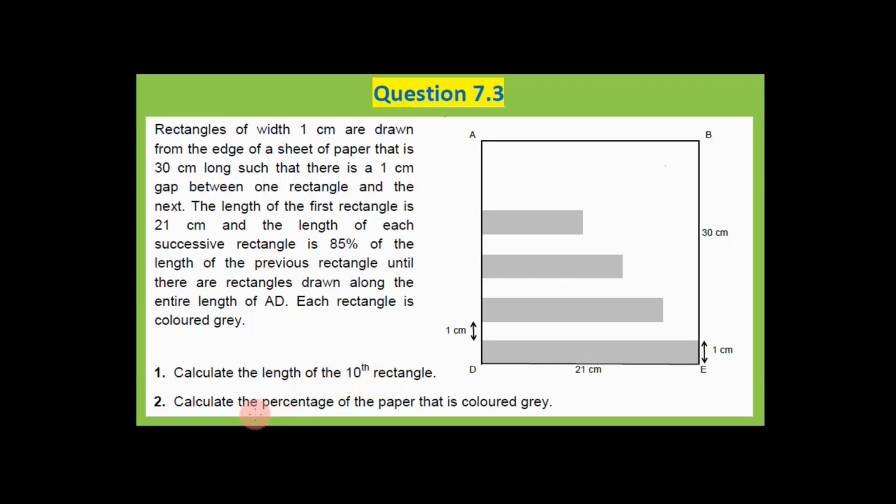In the second question it says, calculate the percentage of paper that is colored gray. Now, in order to do this, we need to find the total area of all the colored in rectangles. And for that we need the number of rectangles that are colored in that can fit into the paper. Since each rectangle is 1 centimeter and the distance between colored in rectangles is 1 centimeter as well, we can figure out that the number of rectangles that are colored in will be 30 divided by 2. In other words, 15.